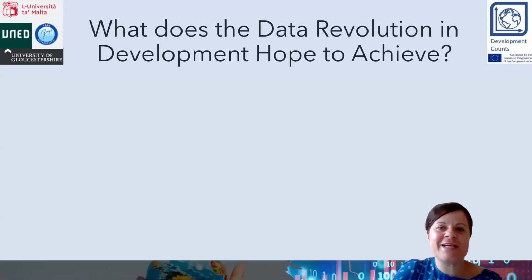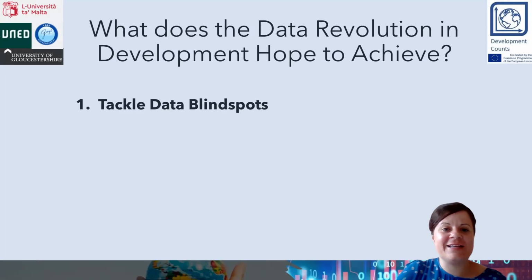There are 4 key objectives this data revolution in development aims to achieve. Firstly, tackling data blind spots. When data doesn't exist or doesn't exist broken down by important characteristics, it creates blind spots in our understanding of how to plan to support populations and ensure the most vulnerable are reached.